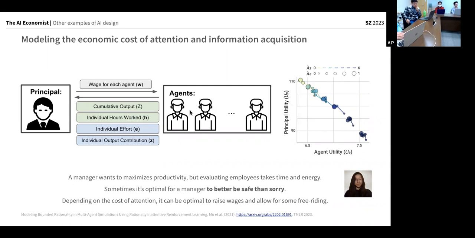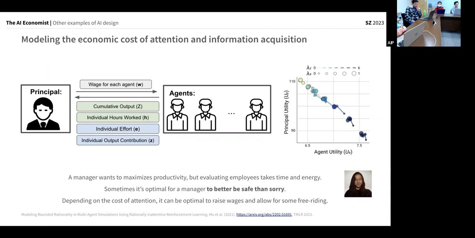And so you can ask questions like, what if you only have a limited amount of energy and time to attend to different information in the world, right? So there's a cost of attention, essentially, and acquisition of information. How does it change the behavior of people? She looked at the situation where you have a so-called principal agent problem. The principal here is like a manager, and the agents are its employees, right? And this is a very classic problem in economics, okay?